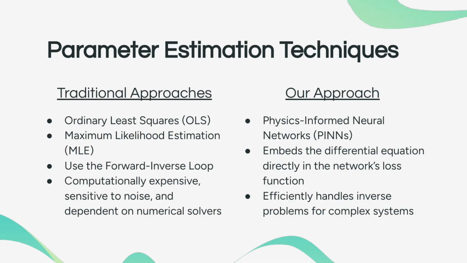The core mathematical challenge we address is parameter estimation, finding hidden variables that go into the differential equations from real-world data. Traditionally, we use methods like least squares, but these methods require a guess-and-check forward-inverse loop that is computationally expensive and highly sensitive to noise in the data. Our solution is to use a state-of-the-art technique called physics-informed neural networks, or PINNs. PINNs don't need a traditional solver. They embed the differential equation directly into the neural network's loss function, handling complex inverse problems efficiently.